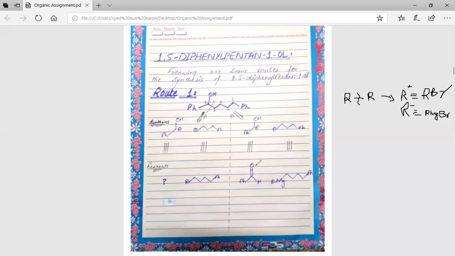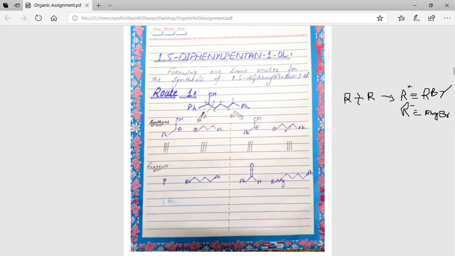So this one is the benzaldehyde reagent for this synthon, and for the synthon having negative charge, the reagent will be 4-phenyl-1-butyl magnesium bromide. This is the exact name of the compound, 4-phenyl, because phenyl is attached to carbon number four and carbon number one is attached to magnesium. So 4-phenyl-1-butyl magnesium bromide is the reagent for this negative synthon.